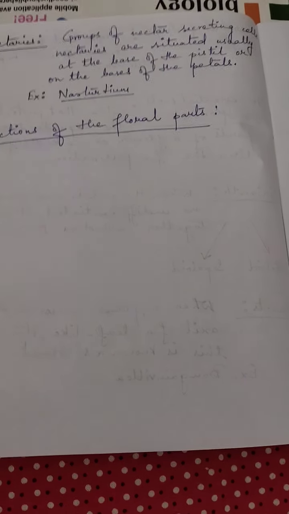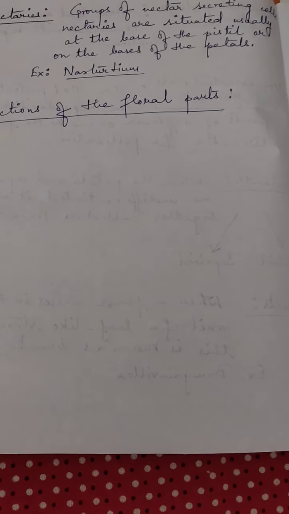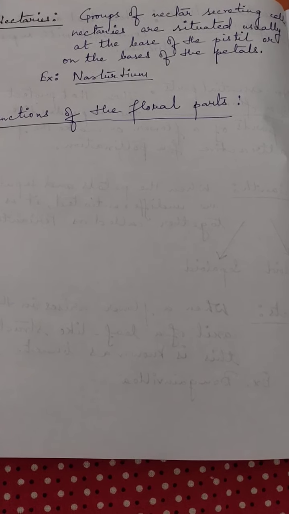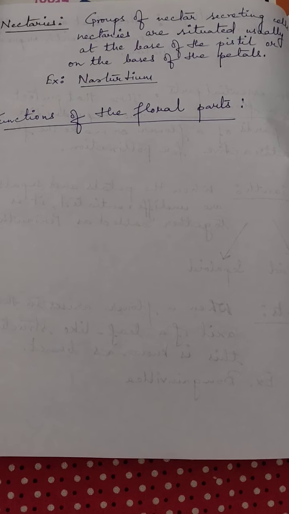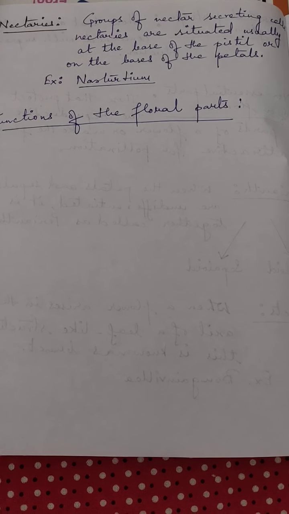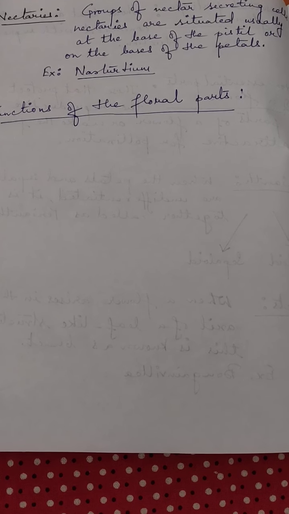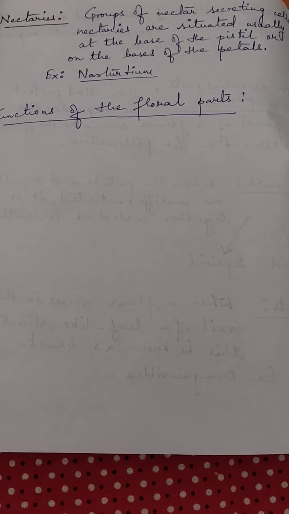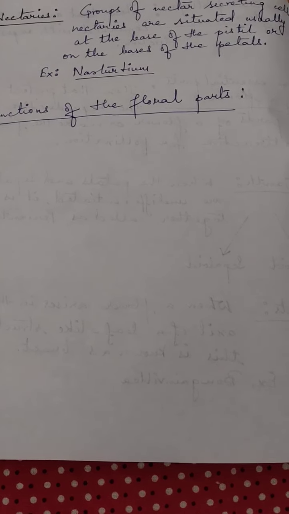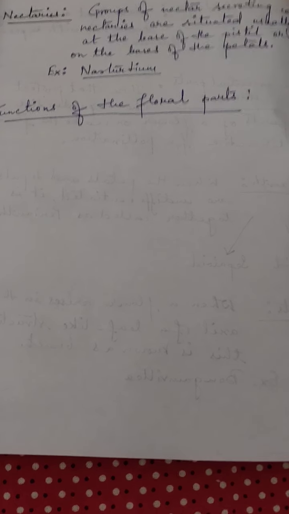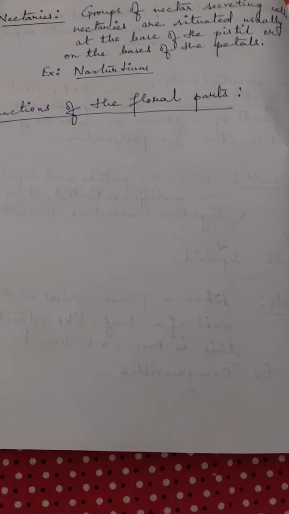Now, for androecium, that means the male reproductive parts, their function is giving out pollen grains for dispersal, and for gynoecium, because it is the female reproductive part, its main function is obviously fertilization. Okay students, for today this much, and please go through your chapter. Thank you.